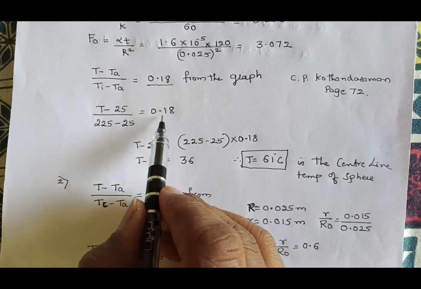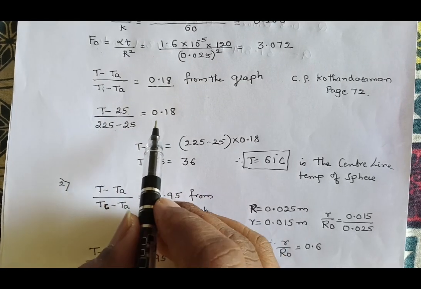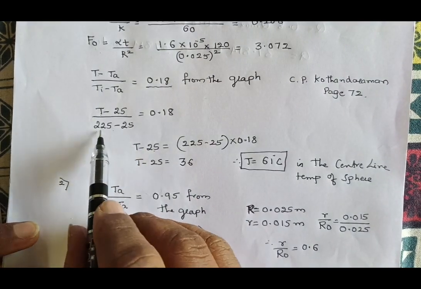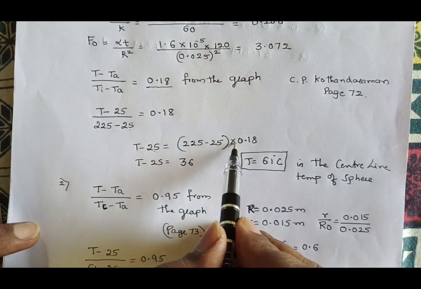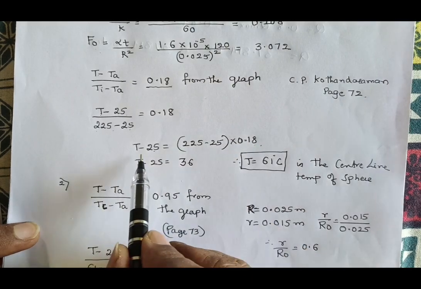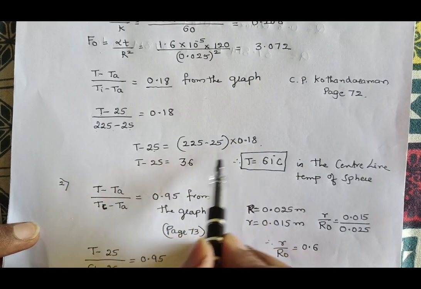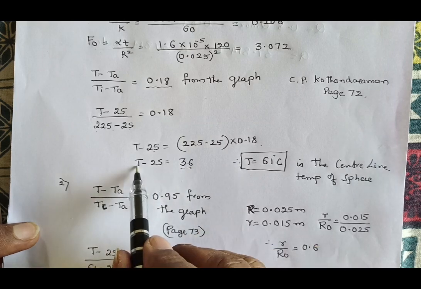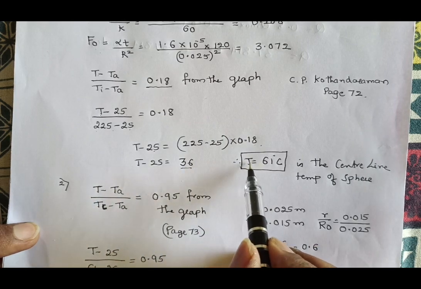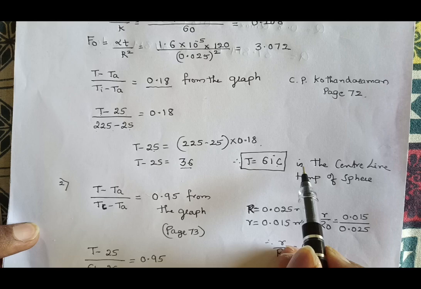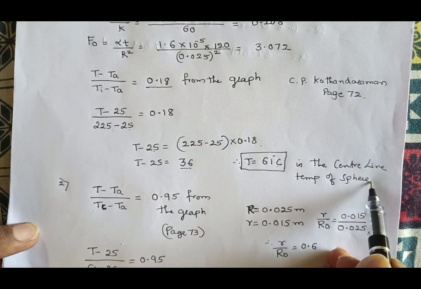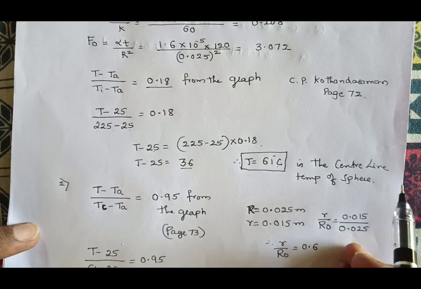(T minus 25) divided by (225 minus 25) equals 0.18. So we simplify it: T minus 25 is equal to (225 minus 25) into 0.18. T minus 25 works out to 36. Therefore T equals 25 plus 36, T equals 61 degrees centigrade, which is the center line temperature of the sphere. So the first part we have calculated now.